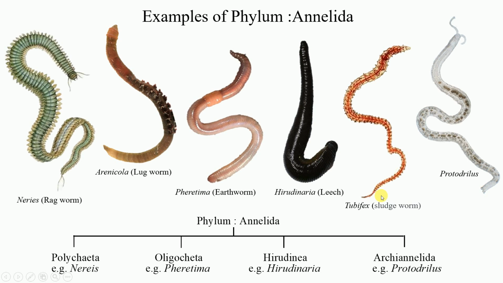Then another example is Tubifex. Tubifex are also provided with cilia and parapodia. And another class is Archiannelida. Archiannelida are provided with cilia and parapodia. So this is just a rough synopsis of the classification for the phylum Annelida. We are only going to learn the three classes, that is Polychaeta, Oligochaeta and Hirudinaria, and with that we are going to learn at least one example.